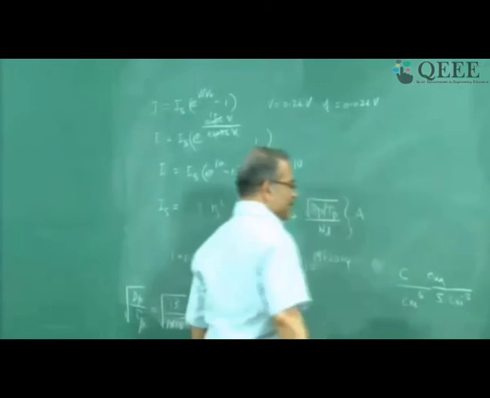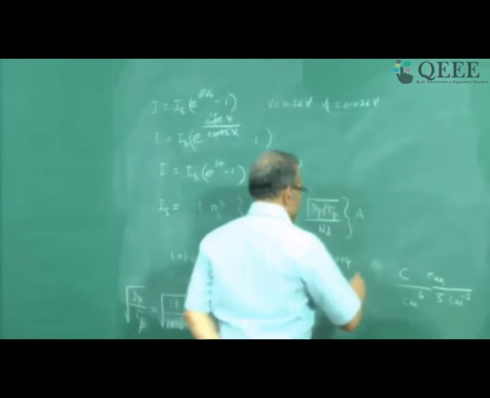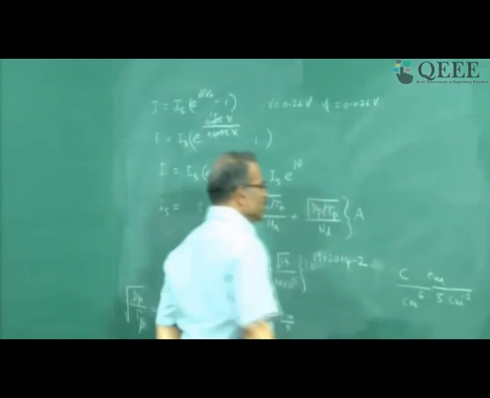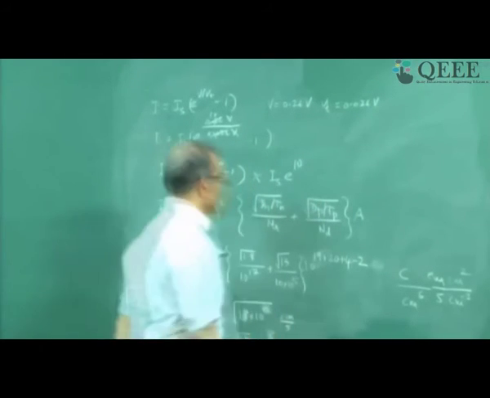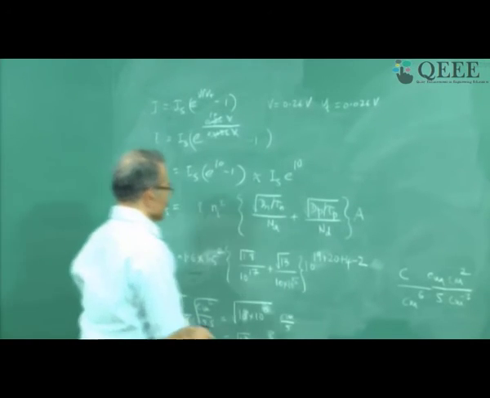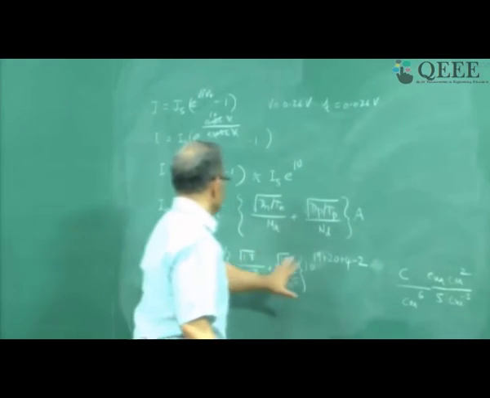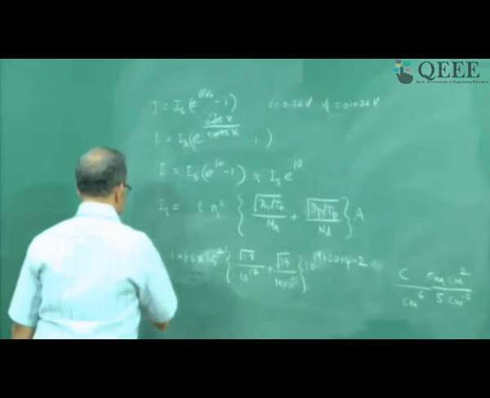So I should convert to centimeter square because I am using centimeters everywhere. So 1 millimeter square is 10 power minus 2 centimeter square. So I put centimeter square there. Now this is the quantity I need to calculate. Let us check whether we have put all the terms. So this is our IS.